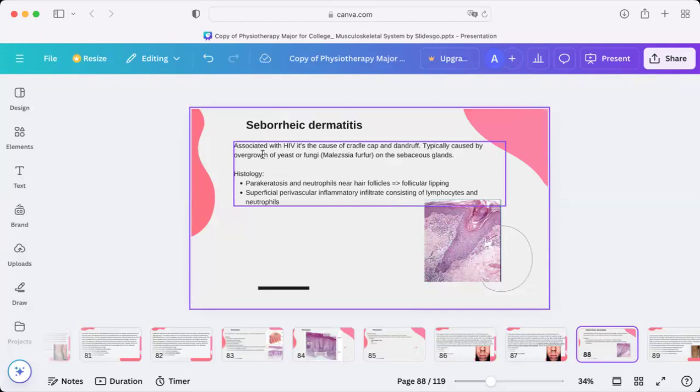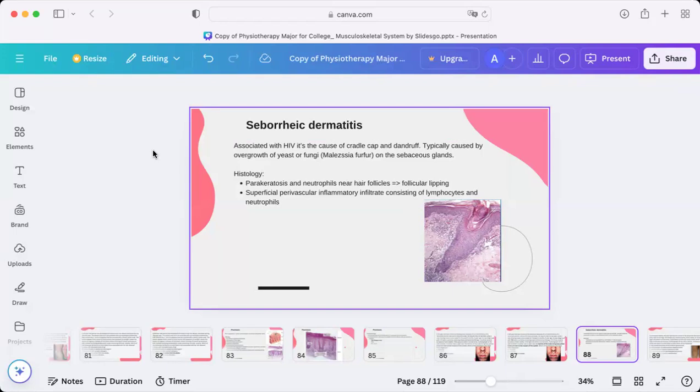Guys, please know it's overgrowth of yeast or fungi called Malassezia furfur. This is the name of it. And obviously it would affect people who are immunocompromised, okay? And it's going to attack and infect the sebaceous gland. This is the histological image. In children, it causes something called cradle cap. It's going to be most common in newborns. The mother is going to complain that the baby's head is, basically, shedding.